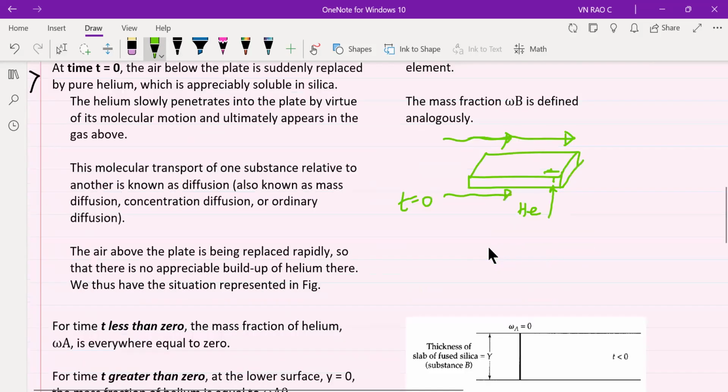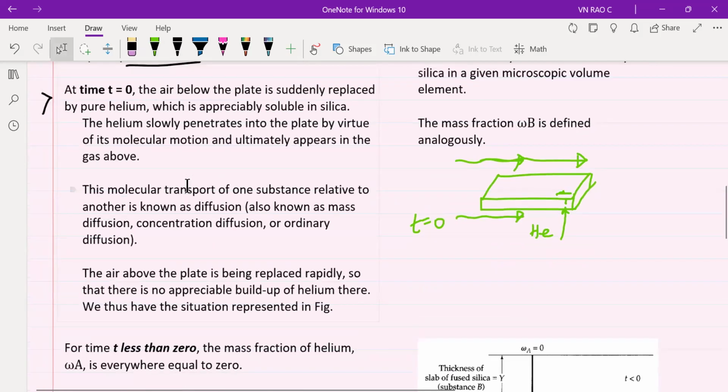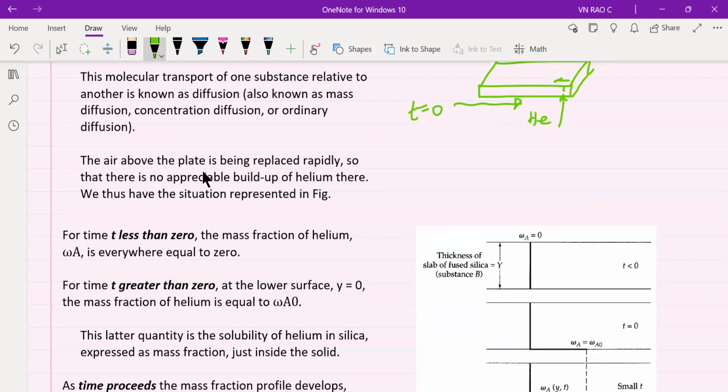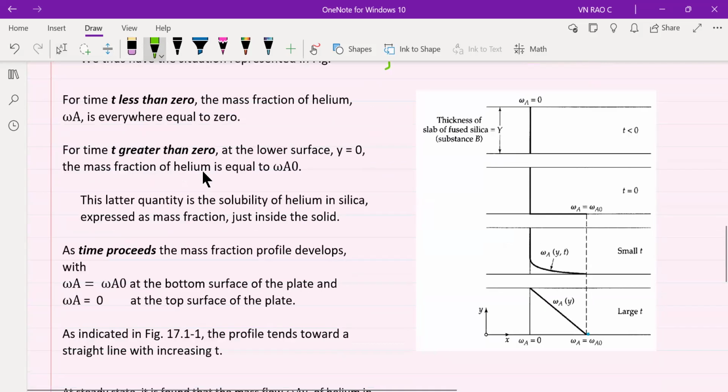The molecular transport of one substance into another is known as diffusion. The helium slowly penetrates into the plate by virtue of its molecular motion, and ultimately appears in the gas above. The air above the plate is being replaced rapidly so that there is no appreciable buildup of helium there. So we just have a situation as a preliminary figure. Now we take up the directions also: this is the y direction and this is the x direction, and this is y equal to 0.